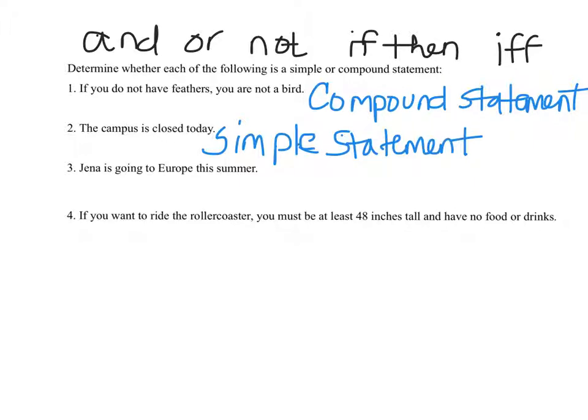Number three, Jenna is going to Europe this summer. It doesn't have any of those connectives. It just simply says Jenna is going to Europe this summer. So I think this is a simple statement.